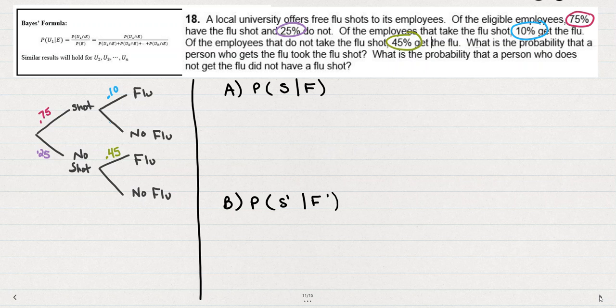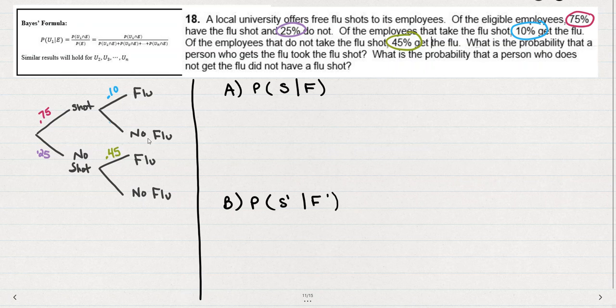Of the eligible employees, 75% have the flu shot, 25% don't elect to have the flu shot. Of the employees that take the flu shot, 10% get the flu, and of the employees that don't have the shot, a little higher percent, right? 45% of those get the flu.